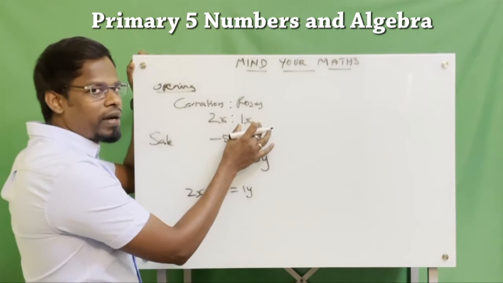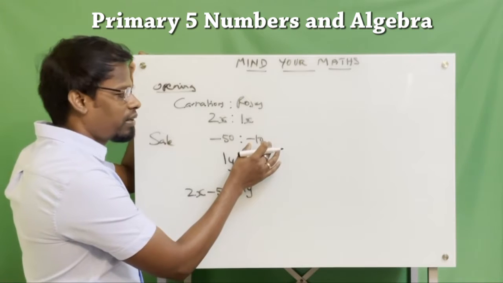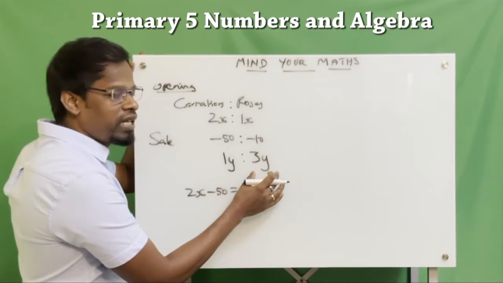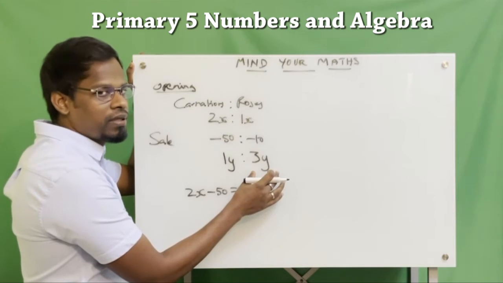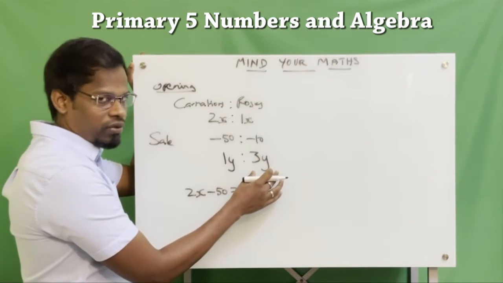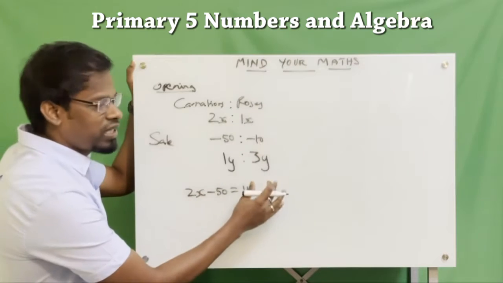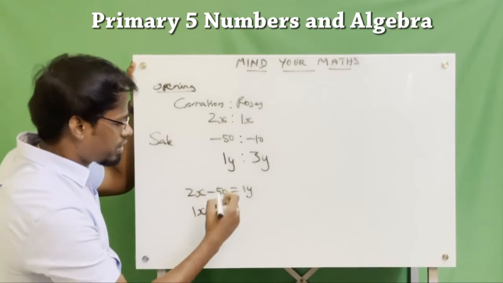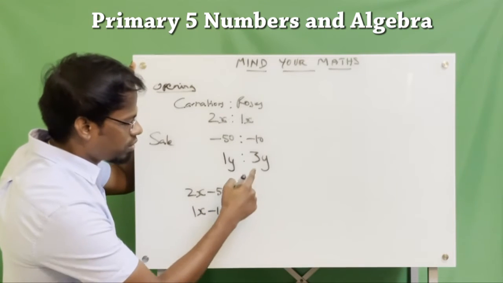Initially there was 1x, x number of roses, and then 10 roses were sold off, so you're left with 3y, 3 times the y count of roses. Let's write that as an equation as well. So initially there was x, so 1x minus 10 equals 3y.